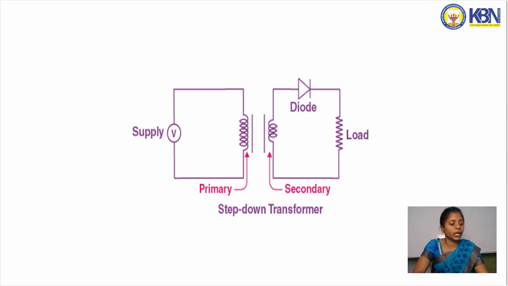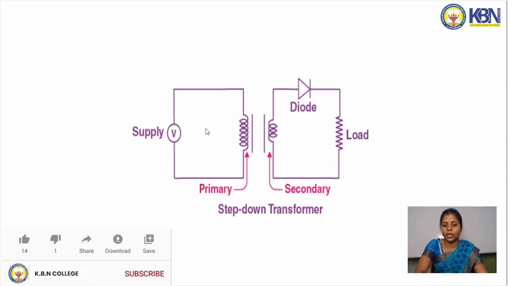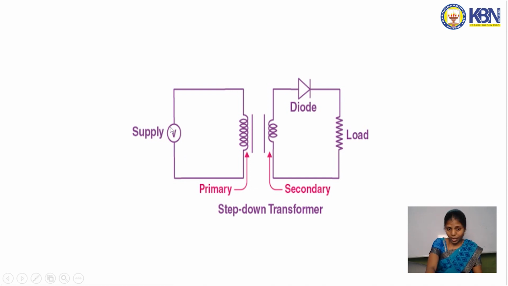In this, we give an AC power supply to the circuit, and we have a transformer, the diode is connected to the transformer, and the load is connected to this diode. The power supply is connected to the step-down transformer. So what is a transformer? A transformer is generally used to transform one level of voltage to another level of voltage.